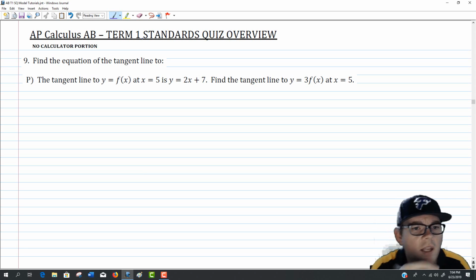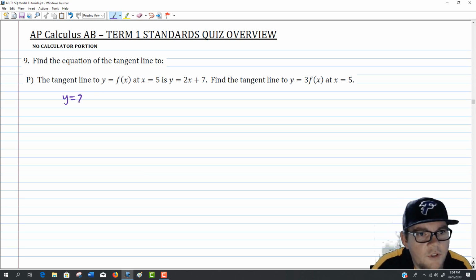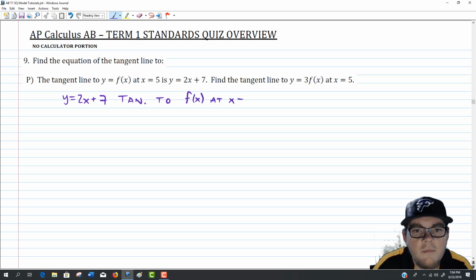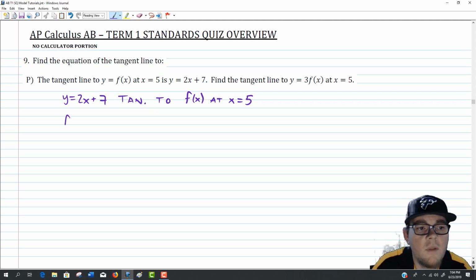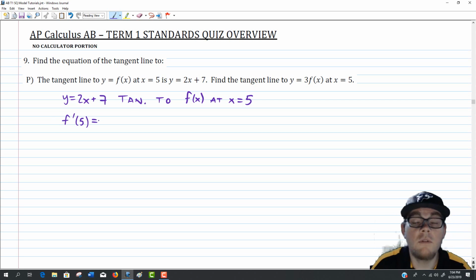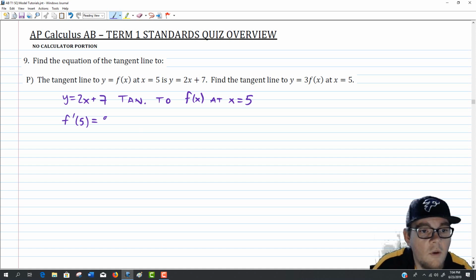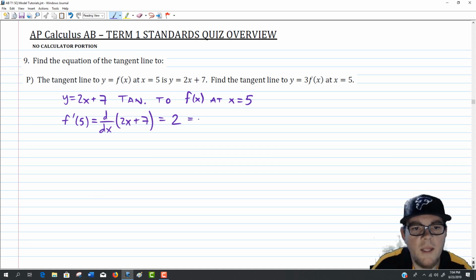So in looking at this one, the first place I'm going to begin is if y equals 2x plus 7 is tangent to f of x at x equals 5, there are 2 very important connections to make here. The first connection is about the derivative. F prime of 5 has to be equal to the slope of the tangent line. Otherwise, the line wouldn't be tangent. The slope has to match the curve's behavior in a sense. So f prime of 5 has to be the slope of this equation. And of course, the slope is equal to 2. So that tells me that f prime of 5 equals 2.